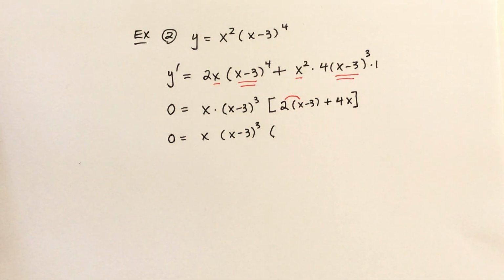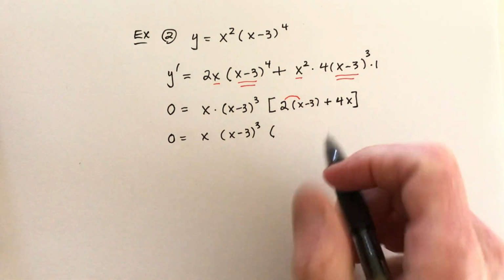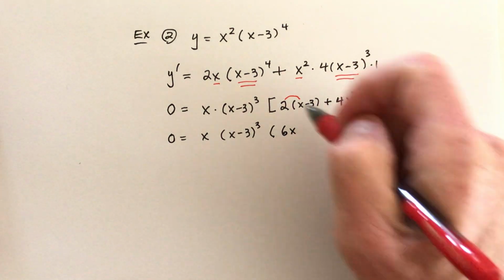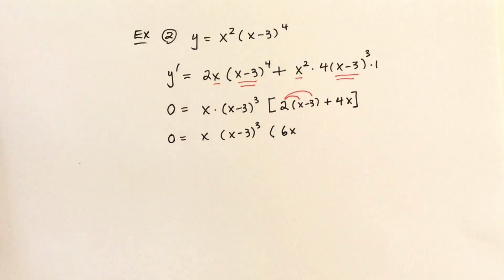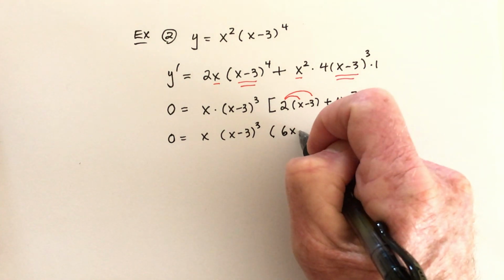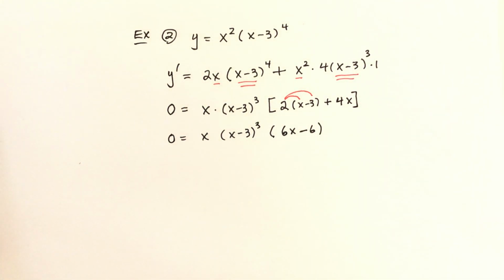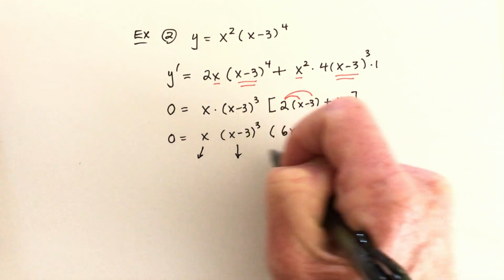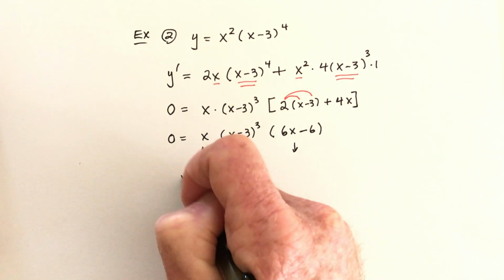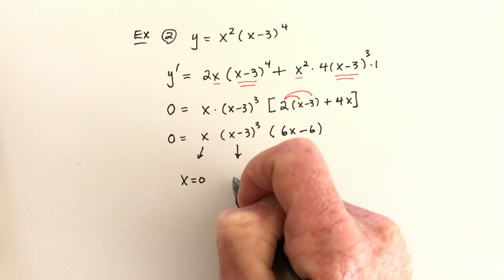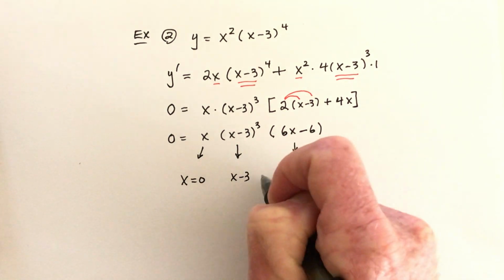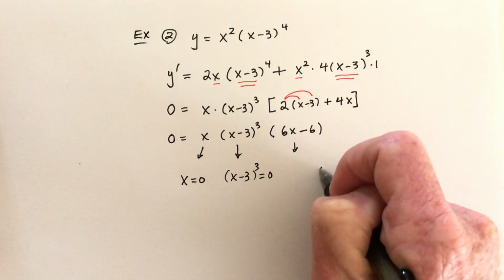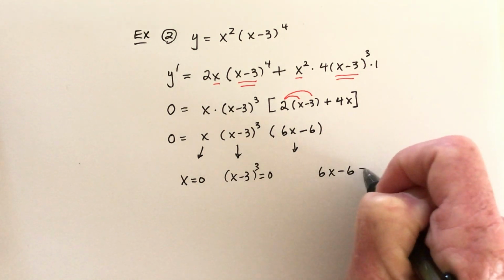So there's a 2x when you distribute, plus 4x makes 6x. And then distribute the 2 times negative 3, so that's going to be a minus 6. And now that it's factored, set each factor equal to 0. So the first one would just say x equals 0. The middle one would say x minus 3 cubed equals 0. And then 6x minus 6 equals 0.